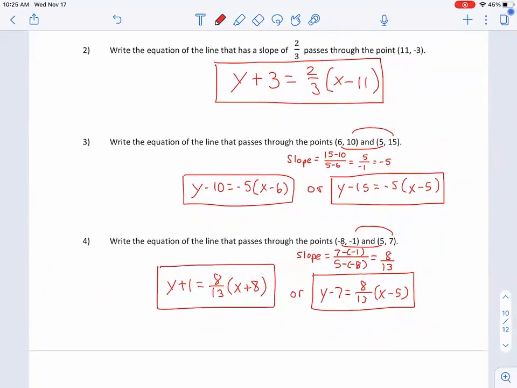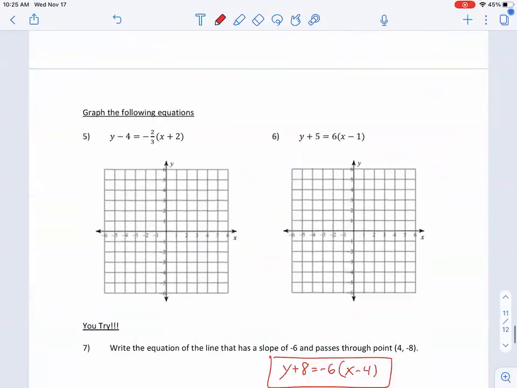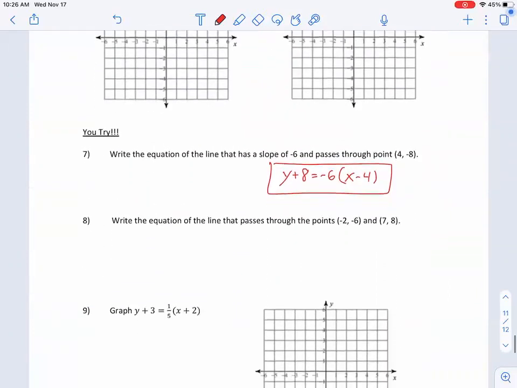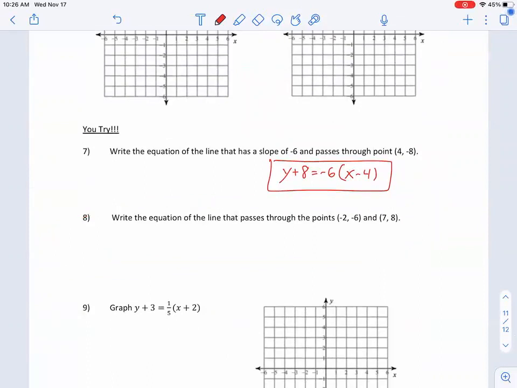All right, any questions on those, guys? All right, then will you guys take a minute and let's do problem number 8 the same way. Find the slope first and then write the equation, using either point. You don't have to do both of them.